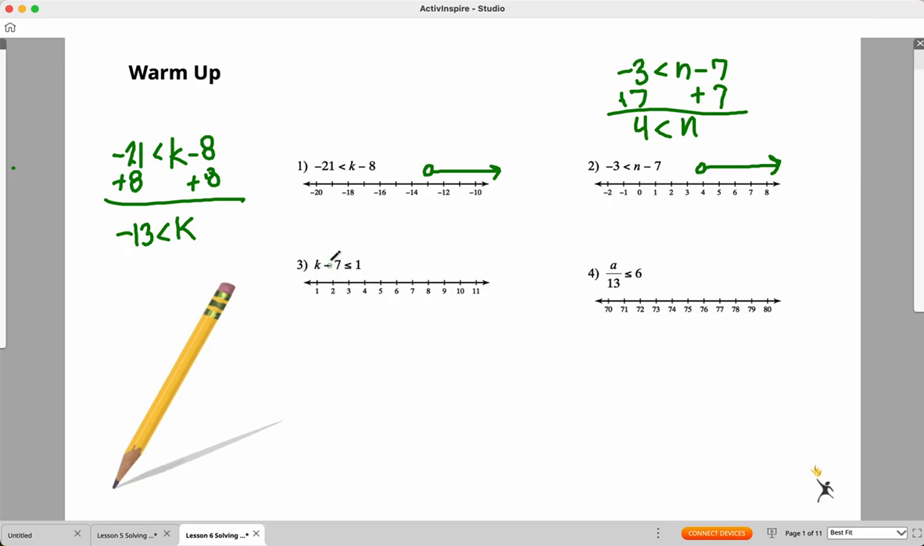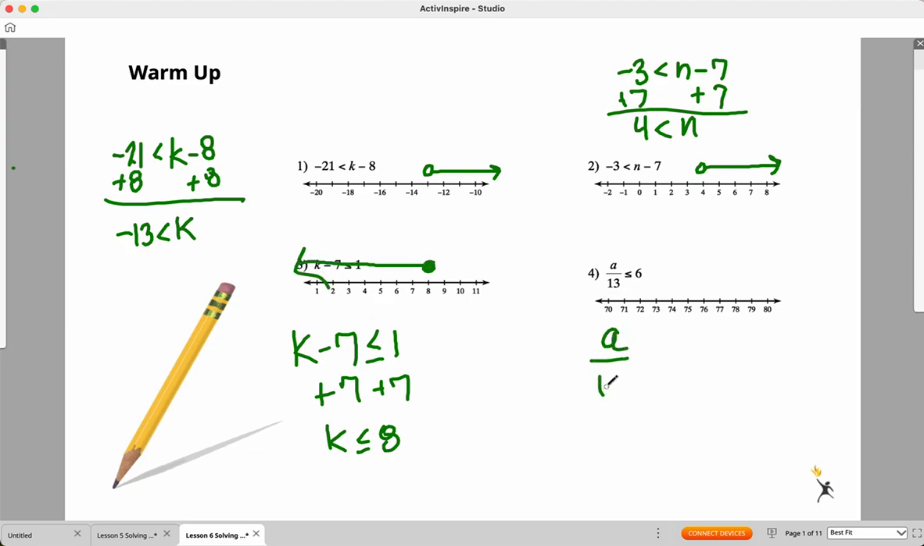Now take a look at our next one. How do we get rid of k in negative 7 is less than or equal to 1? So we're going to use a positive 7 to get rid of that. K is less than or equal to 8. So this time we're going to go closed circle off to the left.